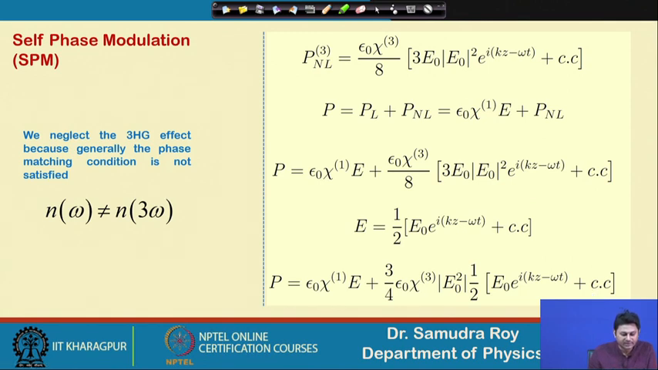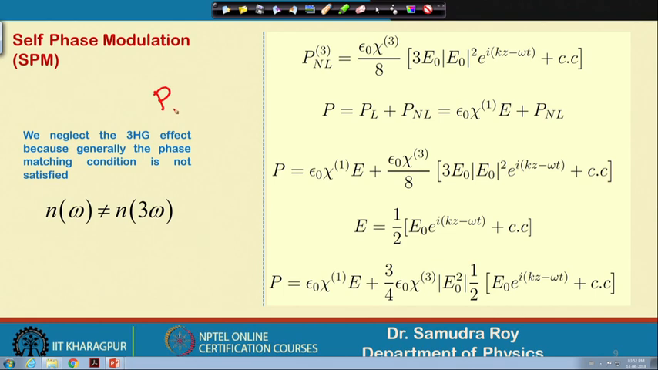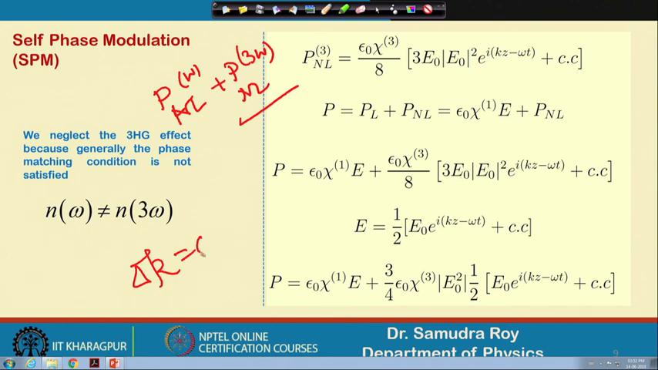So, now let us try to understand what is self phase modulation, or rather the Kerr effect. The Kerr effect is something which we just tried to understand here. In the polarization we have two terms in our hand, one is P nonlinear omega, and another is P nonlinear 3 omega. We know that this 3 omega term leads to third harmonic generation, which we will discuss in detail later. But normally in order to excite a third harmonic wave, we need a phase matching condition, our old phase matching condition delta k equal to 0.